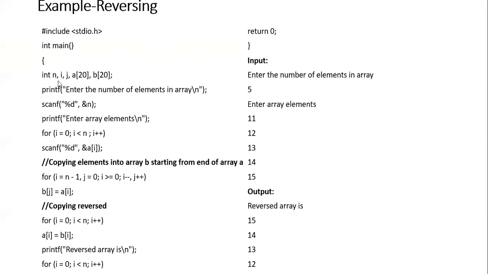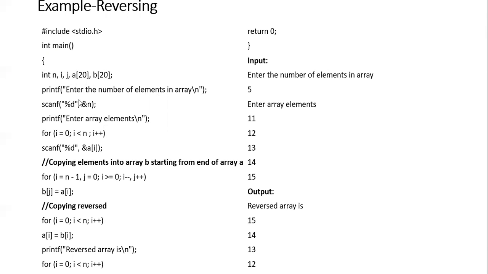So here you see, normally the number of elements is n, and i and j. Here, for copying the particular elements, we need two variables, i and j, and two arrays, A and B. So first get the number of elements in an array.